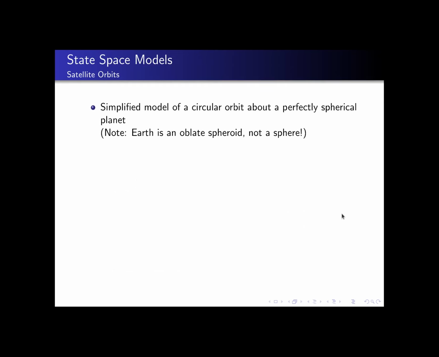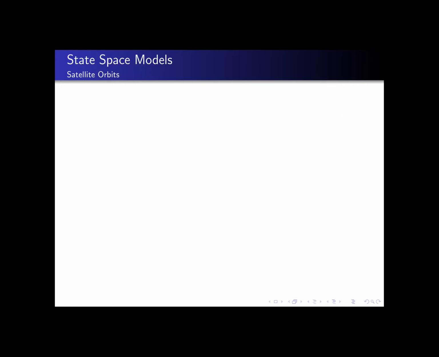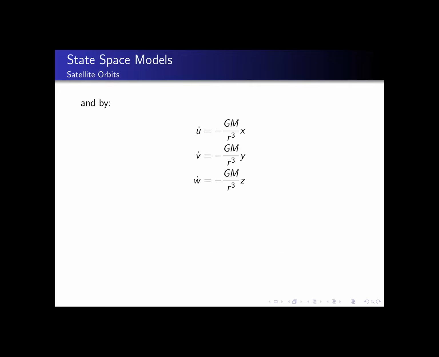All right, another nonlinear example is satellite orbits, orbital mechanics. Here we have a simplified model of a circular orbit. This might have as many as 6 terms in the state vector. The dynamics of the satellite are governed by the defining equations. Okay, so here you have the derivatives. And also by the gravitational equations according to Newton's law of gravity.